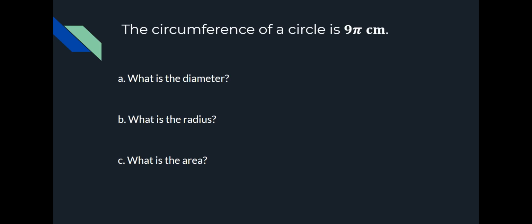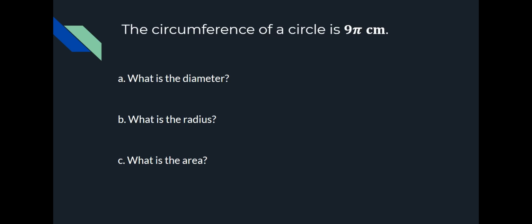All right, the circumference of a circle is 9 pi centimeters. There's 3 things that we want now. So it tells us that the circumference of the circle is 9 pi centimeters. Sorry, 9 pi centimeters is the circumference of this circle that we're going to figure out soon. Now, there's 3 things that it's looking for.